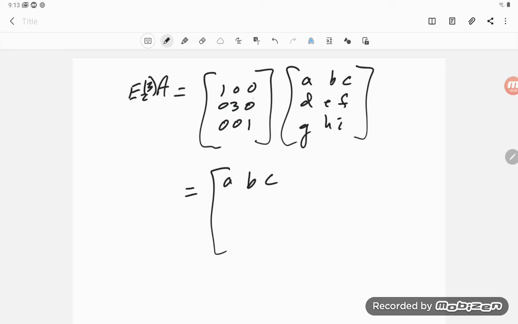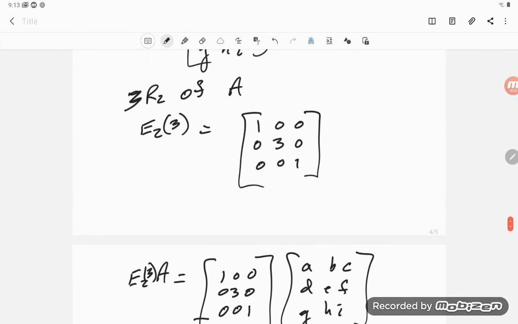But now the second row here, I take 0 times A plus 3 times D plus 0 times F, and so that gives me 3D. And I do that for each of the other columns. I get 3E and 3F. And then the last row down here just gives me the last row of A. And so we see that did indeed multiply row 2 by 3. 3 row 2s.